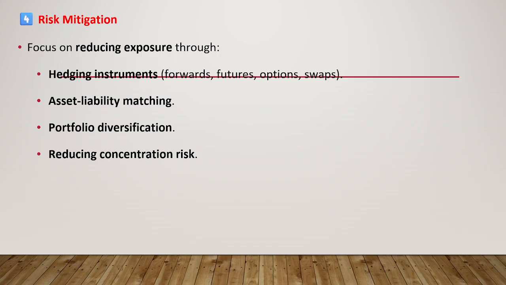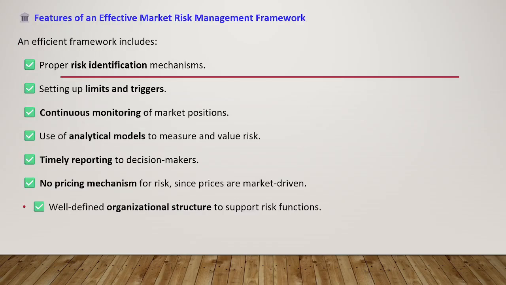What makes a market risk management framework effective? An effective framework is built on several pillars. First, there must be a strong mechanism for identifying risks. Second, there must be clear limits and triggers set in advance. Third, continuous monitoring is a must. Fourth, analytical models should be used to measure and assess risk regularly. Fifth, the results of monitoring must be reported in a timely manner to decision makers. And finally, the organization must have a clear structure and defined roles for managing market risk.